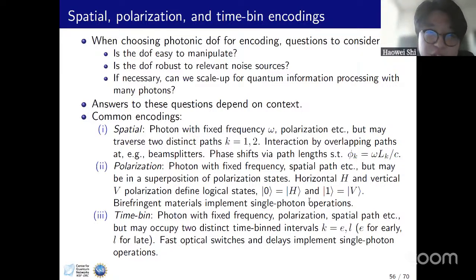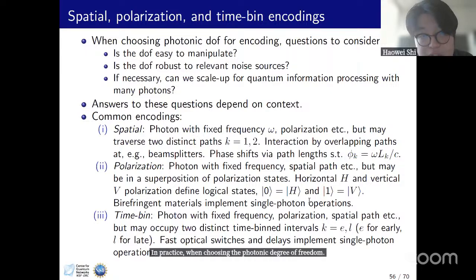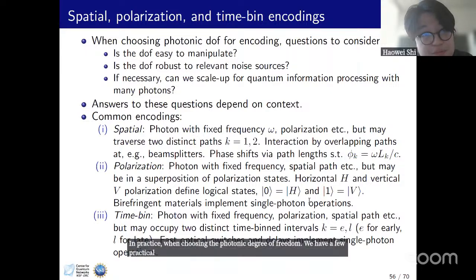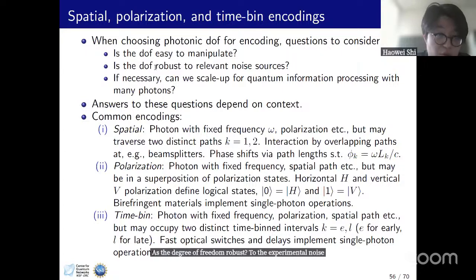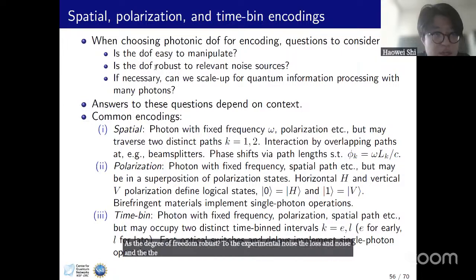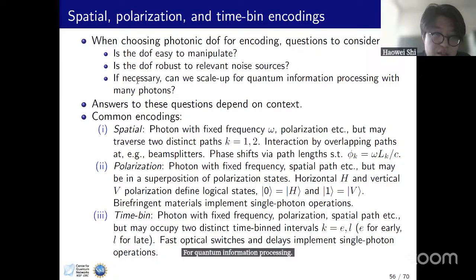In practice, when choosing the photonic degree of freedom, we have a few practical factors to consider. Is the degree of freedom easy to manipulate in practical engineering? Is the degree of freedom robust to experimental noise, the loss and noise, and the thermal environment? And if necessary, can we scale up for quantum information processing with many photons?